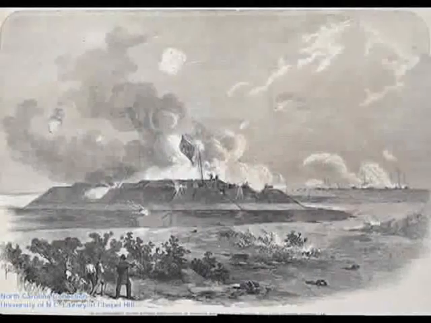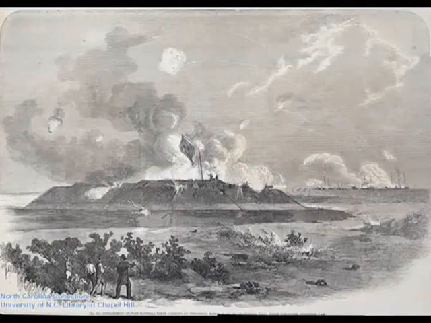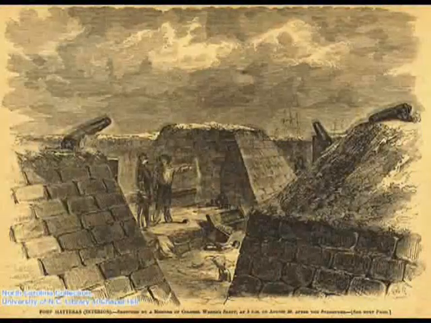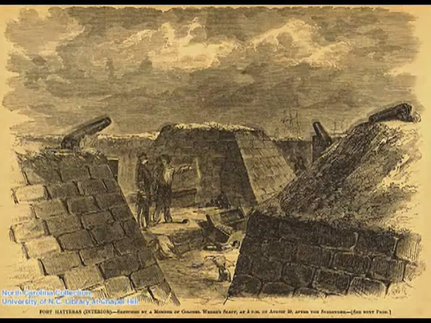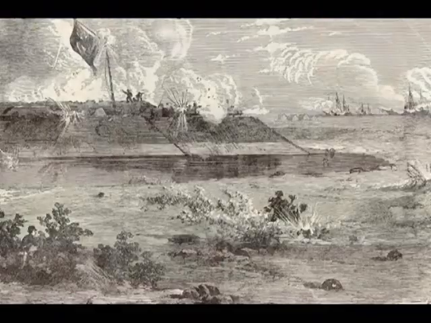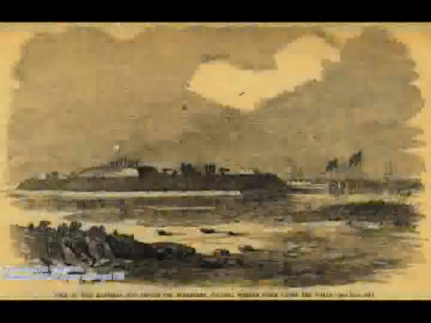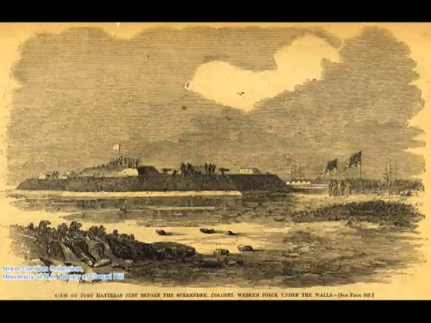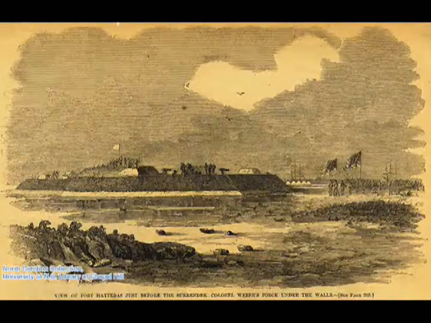The next morning, the Union fleet began bombarding Fort Hatteras. Most of the fort's powder was wet, and their shells were defective. Union shelling started a fire that threatened the main powder magazine. With almost no hope of reinforcement, the Confederates ran up a white flag and surrendered the fort.